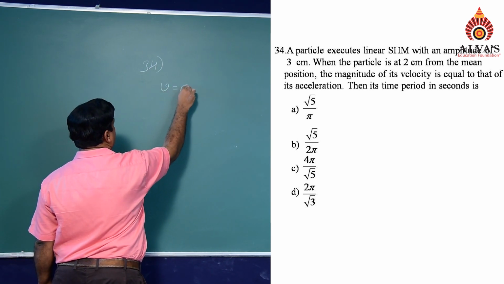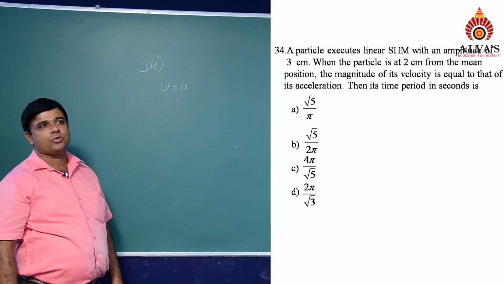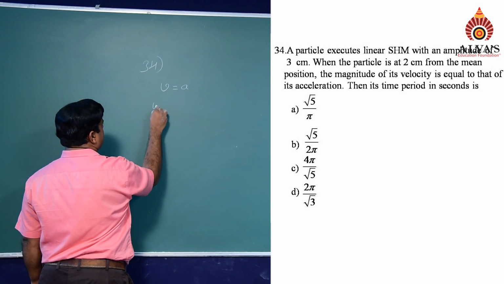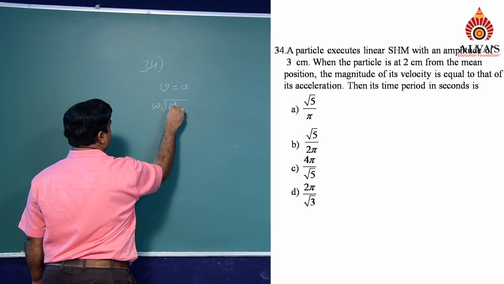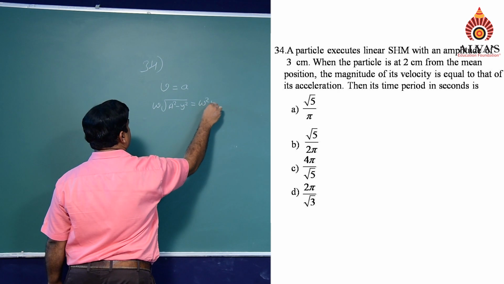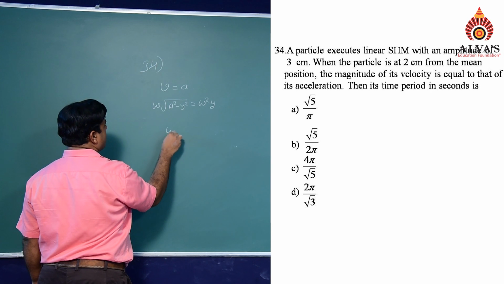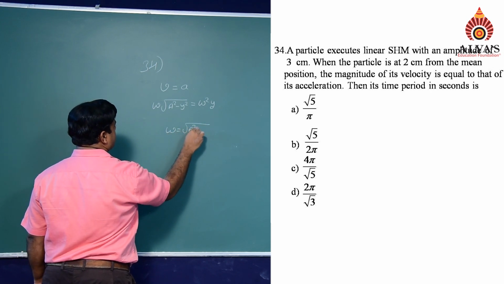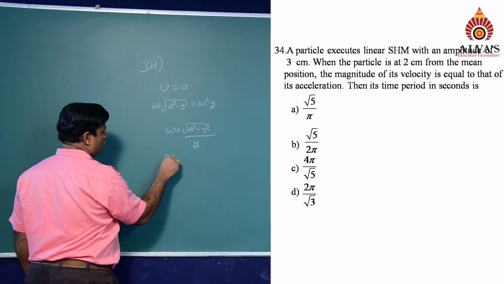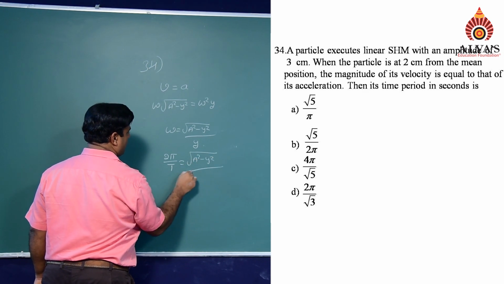V is equal to A. You have to calculate the time period; amplitude is given, displacement from the mean position is given. V is given by omega into root of A square minus Y square. A is given by omega square multiplied by Y. This implies omega equals root of (A square minus Y square) by Y. But omega is 2 pi by T, which is root of (A square minus Y square) by Y.